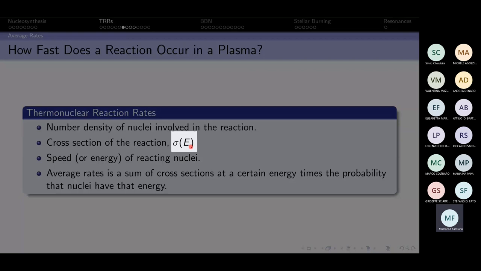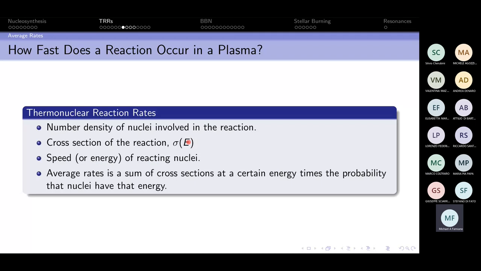Usually if I'm just doing pool balls, the cross section is the size of the ball, right? In quantum mechanics, the cross section will depend on the energy. And it's almost like it's fuzzy, kind of. And it depends on the speed of the nuclei. If they're moving around faster, they will collide faster. And so what we'd like to do is figure out the average reaction rates.